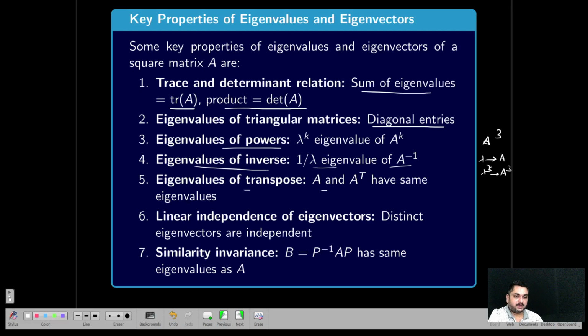Eigenvalue of transpose: A and A transpose have the same eigenvalues. Linear independence of eigenvectors: distinct eigenvectors are independent. So what it means, I'll come to an example and explain that. Similarity invariance: when I explained the initial concept, I said, can you convert a big or dense matrix into a sparse matrix? That is the concept of similarity invariance, also called diagonalization of a matrix.